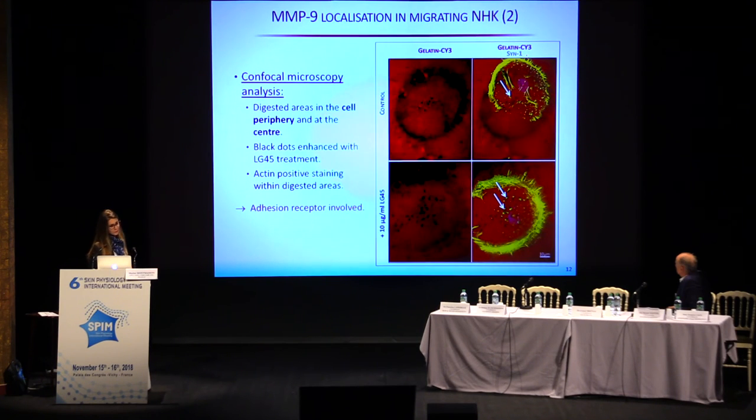Thanks to further confocal microscopy analysis, we found two types of digested areas in our cultures. As you can see, in the cell periphery they mimic the position of the cell protrusions, and also at the center of the cells we see again our previously described black dots. Moreover, the number of these black dots is again enhanced in these pictures with the treatment with LG45. But interestingly, we found several actin-positive stainings within digested areas in both cases, suggesting that adhesion receptors may have been involved in their formation.